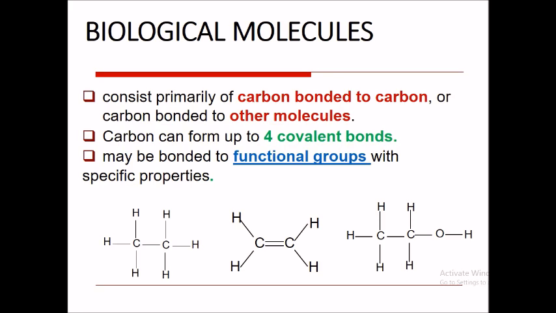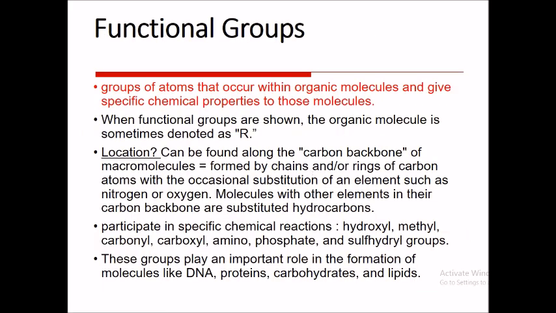The bonding of the carbon atom with a functional group will give specific properties to the biological molecules. So what are functional groups? Functional groups refer to the groups of atoms that occur within organic molecules, attached to the carbon backbone. The attachment of the functional group to the carbon backbone will give specific chemical properties to the biological molecules, and they are always denoted as R.